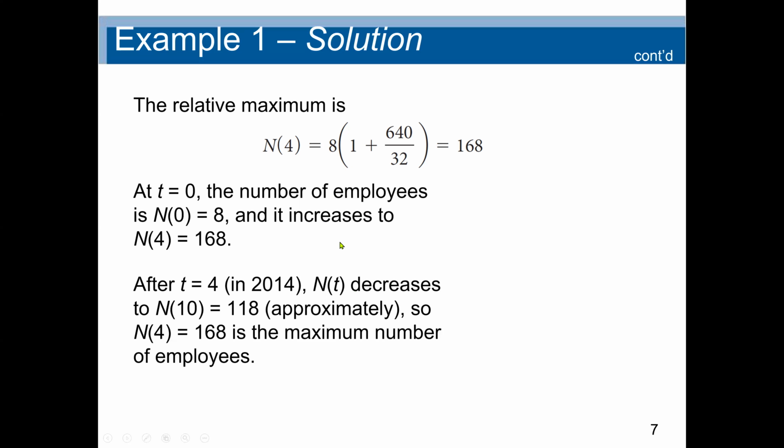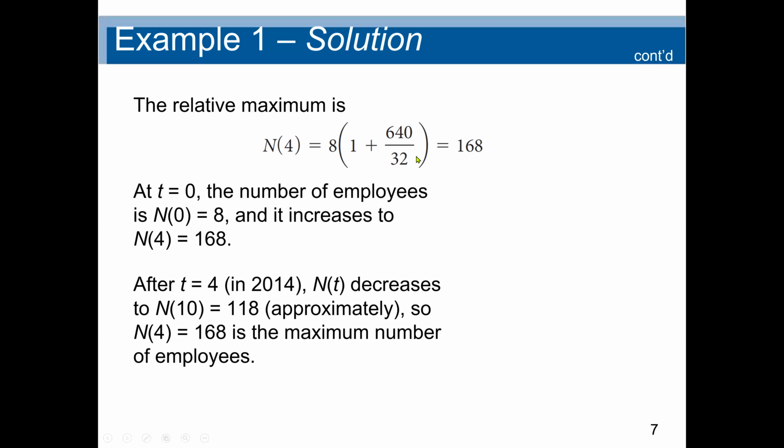If the value a little bit less than 4 gives me a positive value to the left, that means it's increasing. To the right, more than 4 gives me a negative answer, then it's decreasing. So we get a relative maximum. The opposite will be relative minimum. From decreasing to increasing will give us relative minimum.